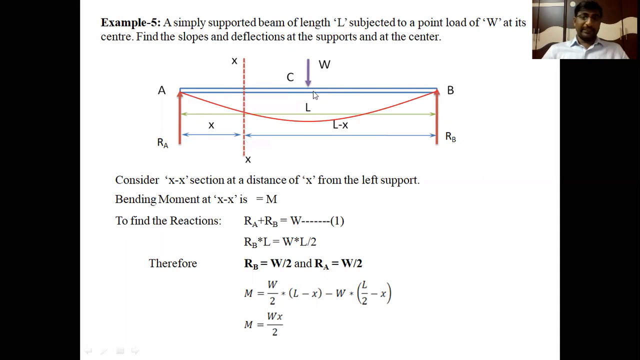Therefore, this double integration method is used only for single loads. If you want to find the slope at B, you have to take another section between B and C. That's why this double integration method is updated to the Macaulay's method. In Macaulay's method, wherever you take the section, in between A and C or B and C, it will be applicable at all the points of the beam.